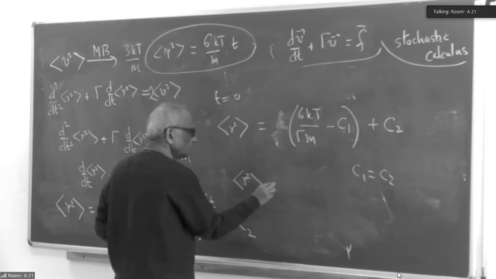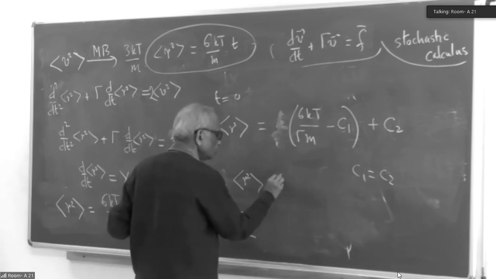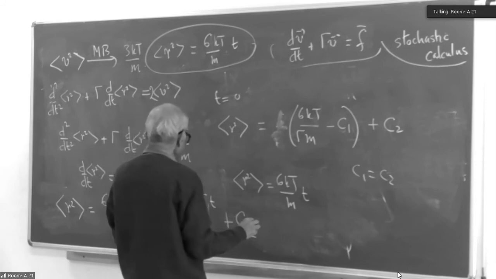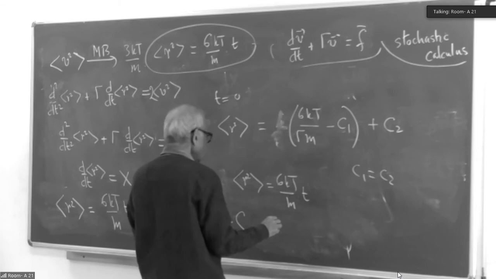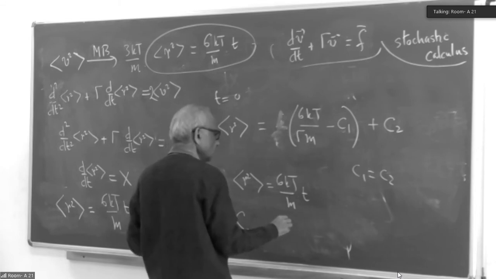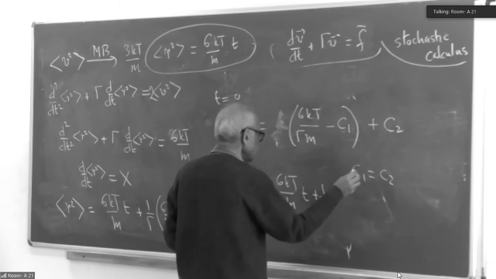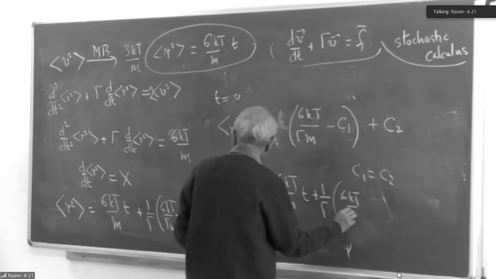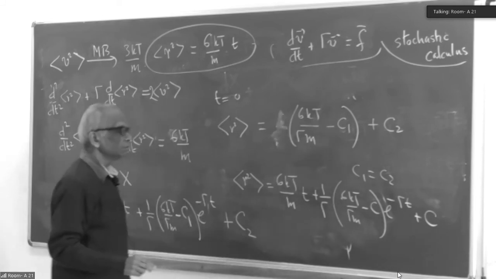It won't have any bearing on the final issue which I want to address. 6kT over m times t plus C1 plus C2, if I take it to be that, then it is 1 over gamma, and so this is equal to some C, let's say, 6kT over gamma m times minus C e to the power minus gamma t plus C. All right, very good.